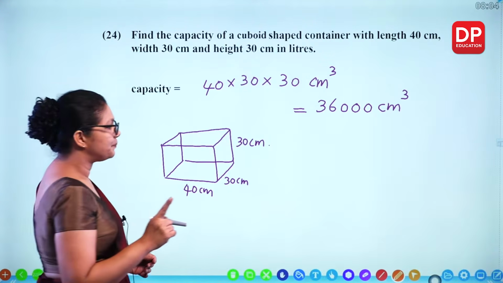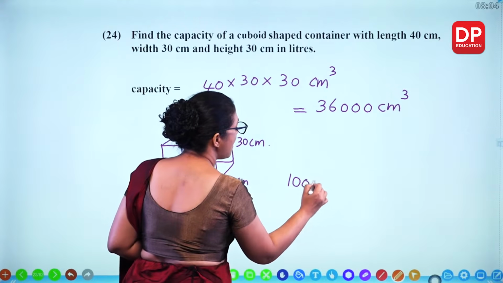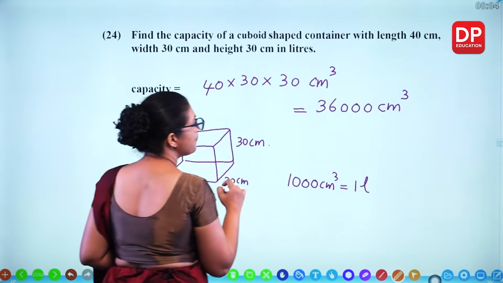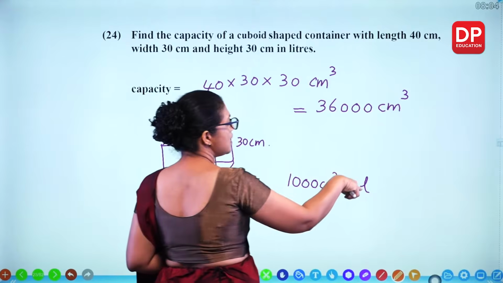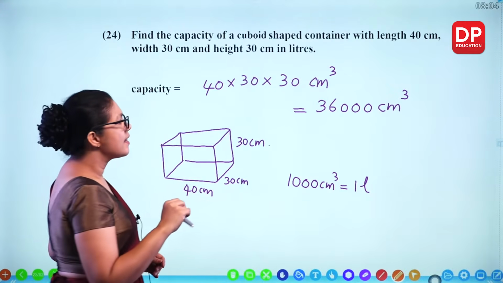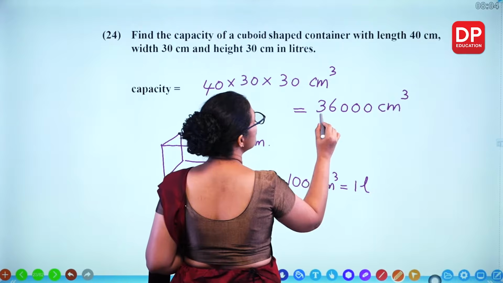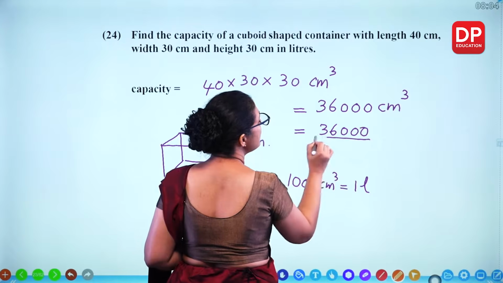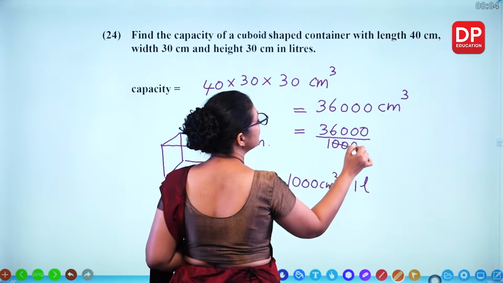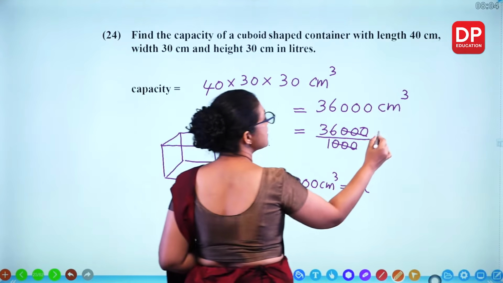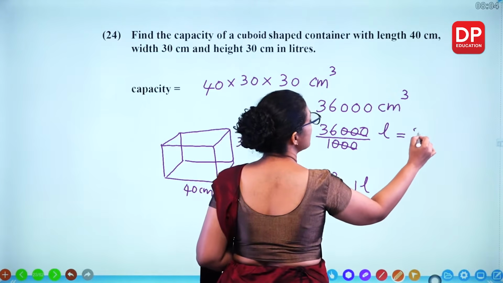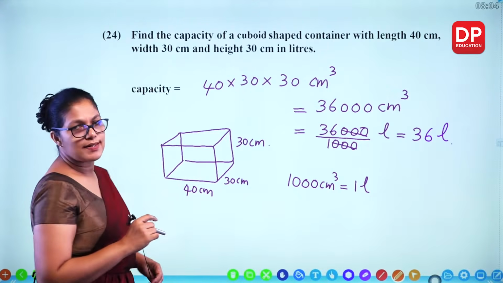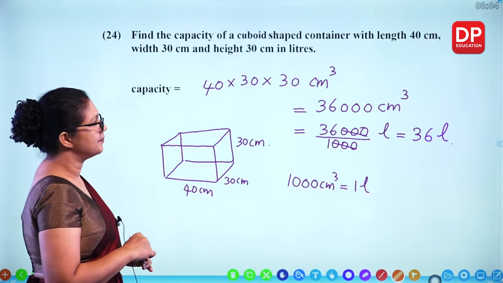But you are asked to write down the capacity in liters. What's the relationship? We know that 1000 cubic centimeters is 1 liter. So how do you convert this? You have to divide by 1000. Dividing by 1000 means you are crossing out 3 zeros. So that's in liters. So the answer is 36 liters. That's the capacity of water in liters.